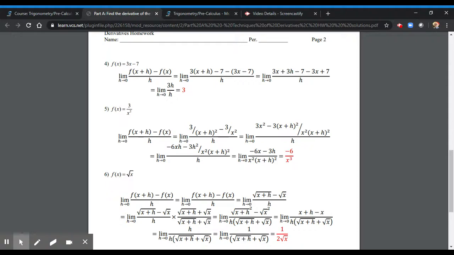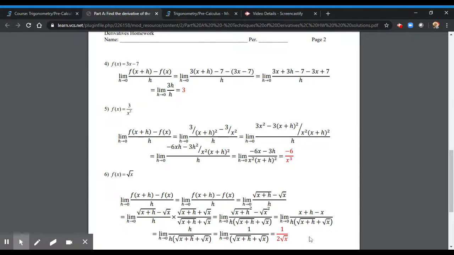Well, as h goes to 0, the numerator is just going to be negative 6x, but this is squared here, so it's x squared, and we have x squared times x squared, which is x to the fourth. So negative 6x, the x and the x to the fourth cancel out to be negative 6 over x cubed. So sorry, I got a little confused there, but here we have an x squared in the denominator.